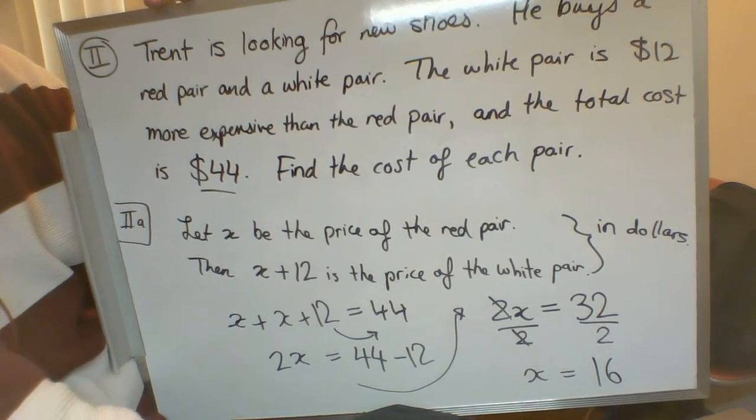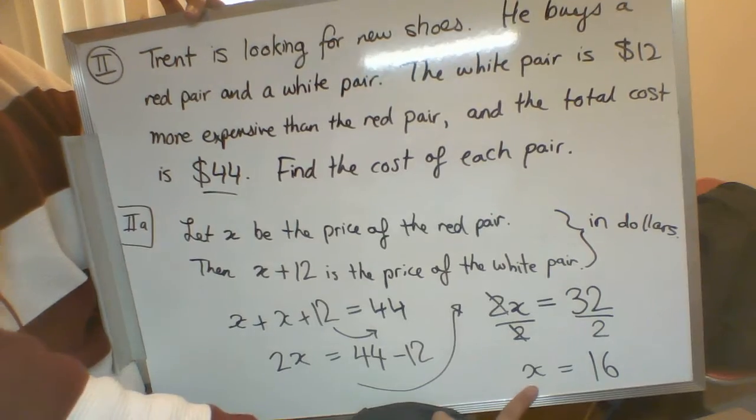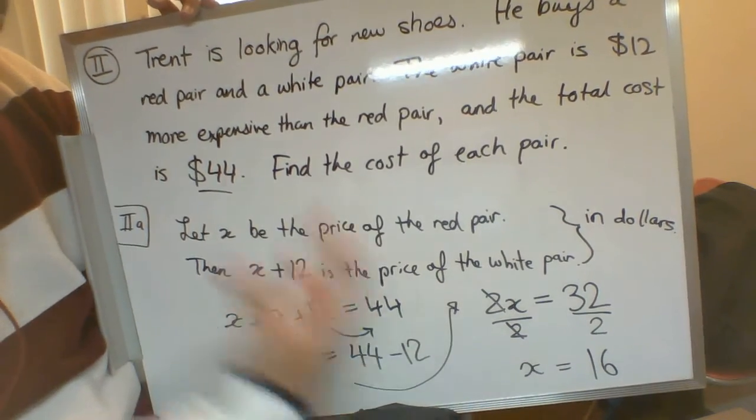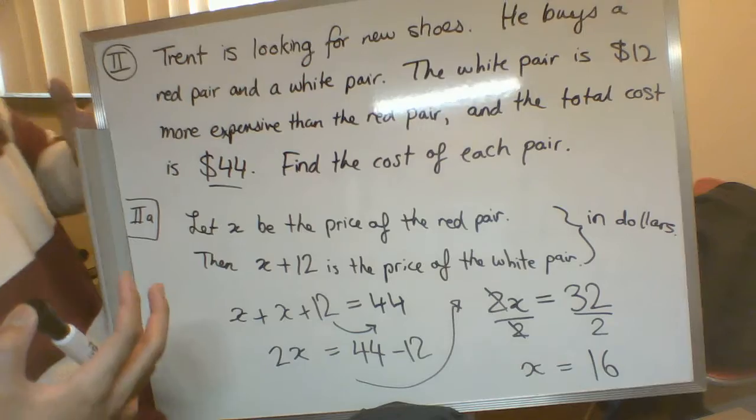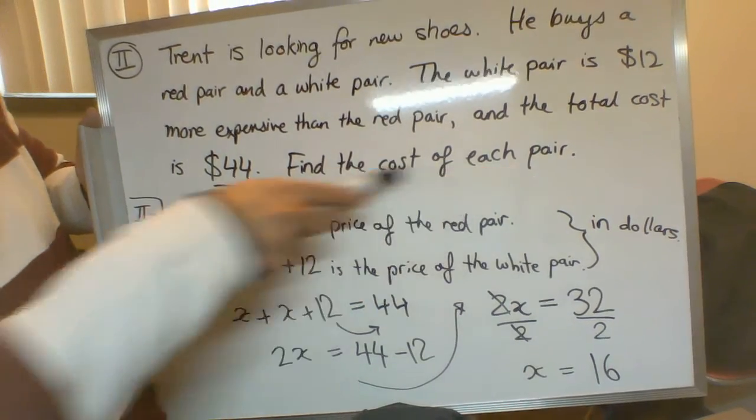There's a couple things we haven't done. Right now we've just got x equals 16, which is all of the math that we needed to do, but now we need to answer the actual question. Find the cost of each pair.